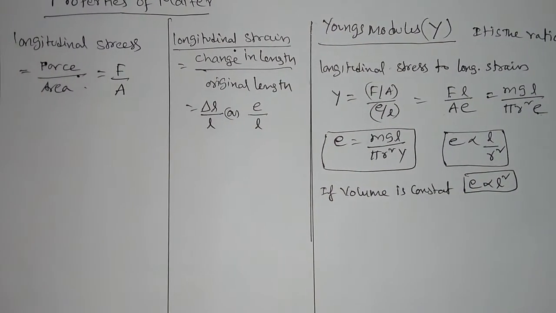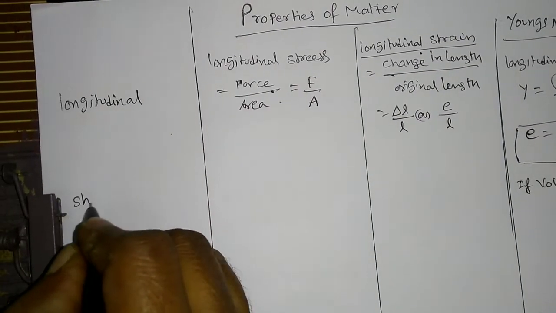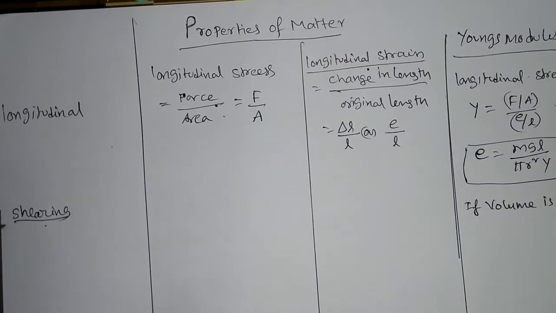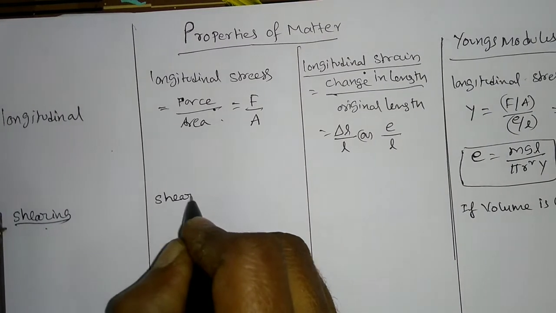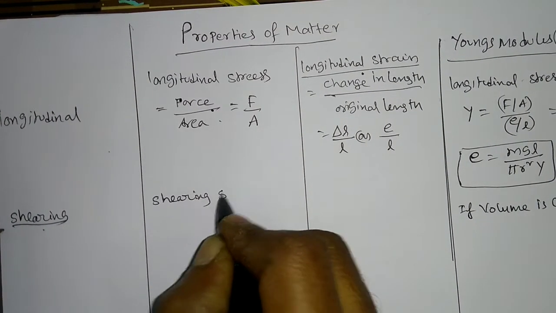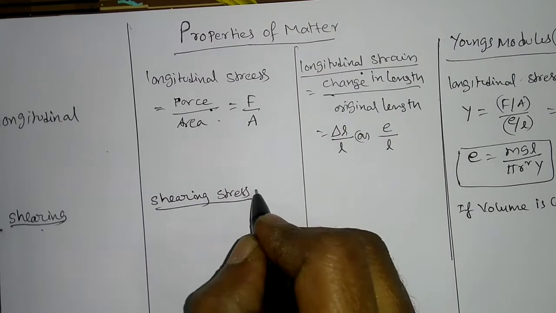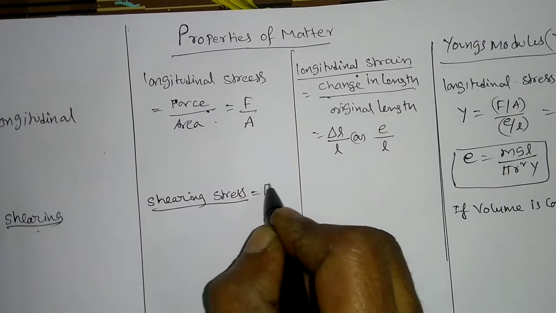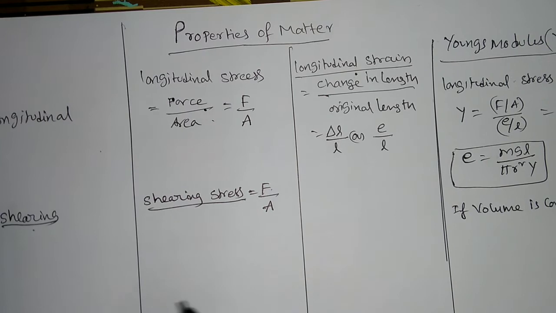Okay. Next will be shearing. Here there are two types: shearing stress and shearing strain. So you can say shearing stress. As usual the formula is the same, which is nothing but force by area, F by A, direct formula I am writing. So how can we explain the shearing?